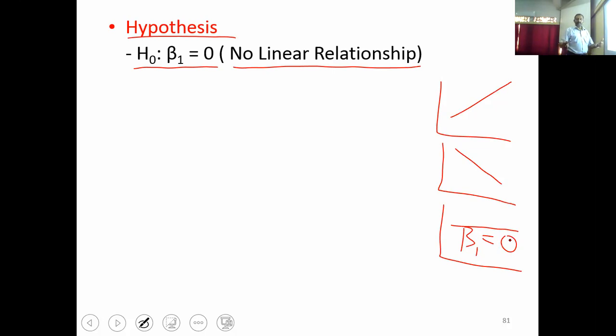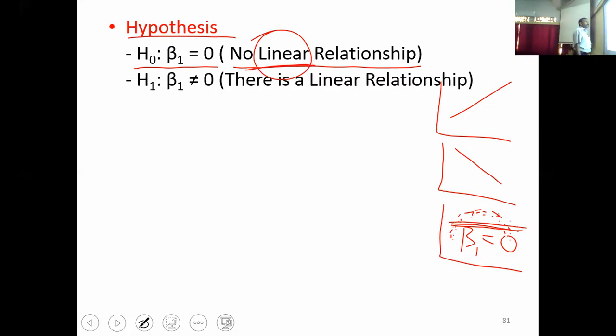No linear relationship. This term linear is very important, because sometimes you may get a kind of curvilinear relationship, but still you may get beta 1 equal to 0. It is possible, right? So you have to be careful. Just a linear relationship. There's no linear relationship. The alternative is opposite to that. There's a linear relationship, where we can say beta 1 is not equal to 0.